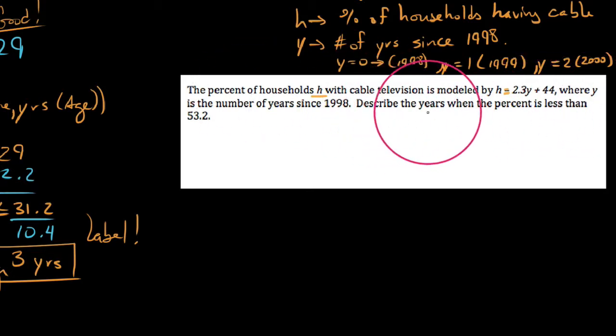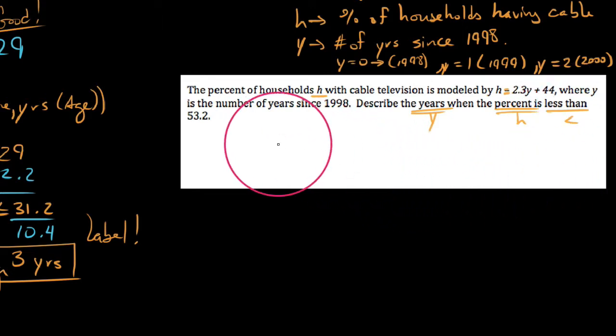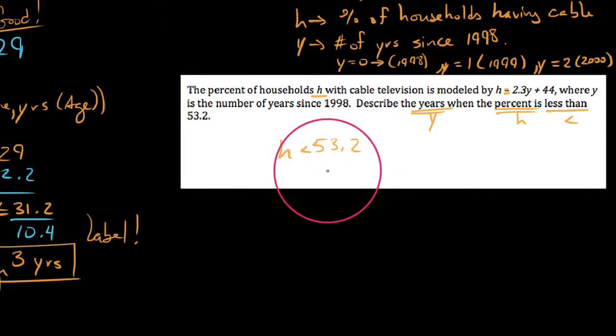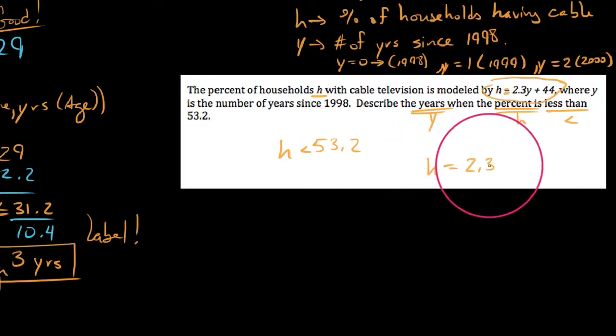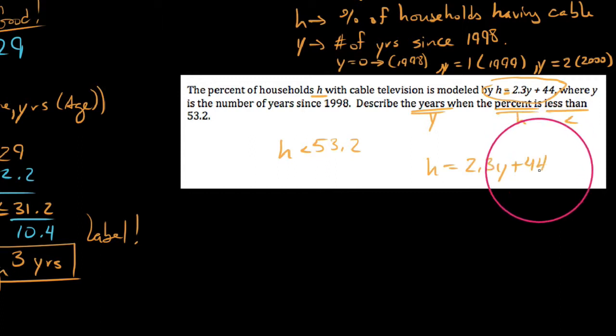But it says this, describe the years. So we want to describe the years. Which one is that? Is that H or Y? So we want to describe Y when the percent, so we say the percent. Well, what is percent? Percent was H. When H is less than 53.2. And notice that they use less than here, just less than. So we're going to write this out. We're going to say H is less than 53.2. So if that's the case, the percentage is less than 53.2, we want to describe Y, but we already have this relationship again here. We say H equals 2.3Y plus 44.